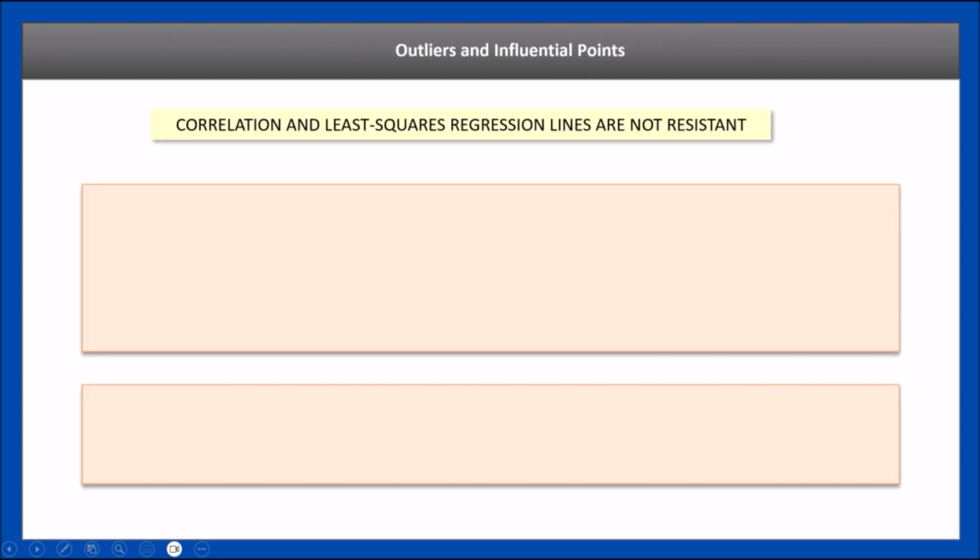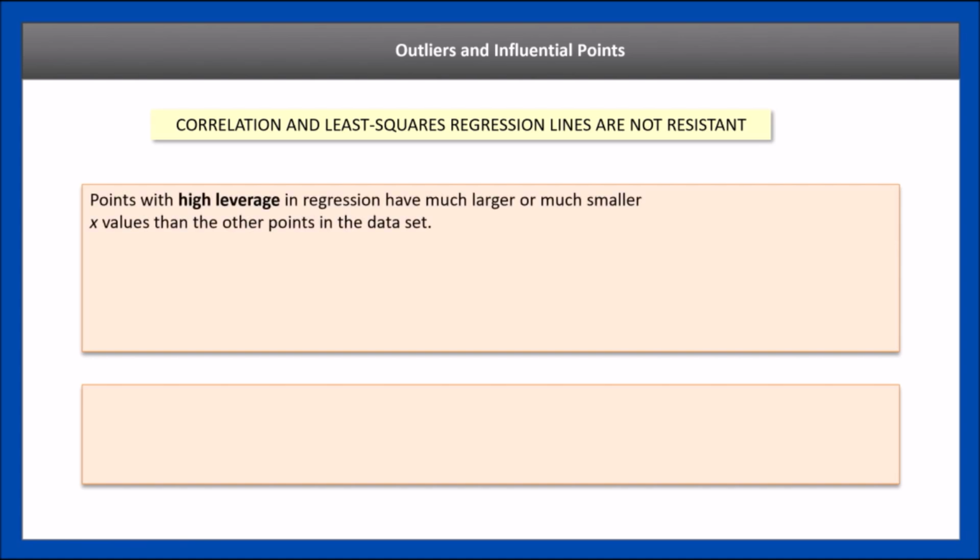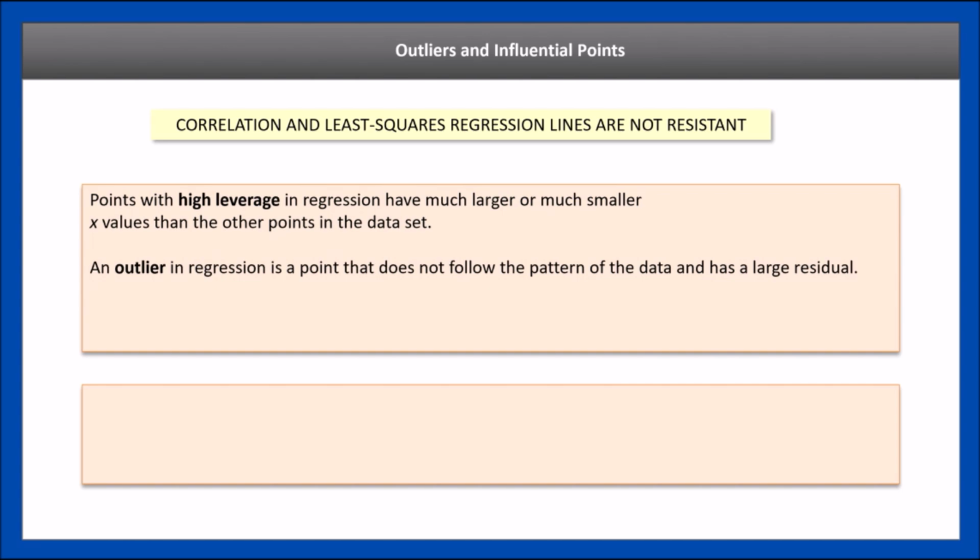All right, so correlation and least squares regression lines are not resistant. That's another limitation. If I introduce an outlier, that will affect my correlation. That will also affect my least squares regression line. And so we want to look at some special points. There are points that have high leverage. Points with high leverage have a great effect on the regression line. These are points that have really large or really small x values compared to the rest of the data set. So those are called high leverage points. They're so far out from the data that they guide the line in a certain sense. We'll look at an example of that later.